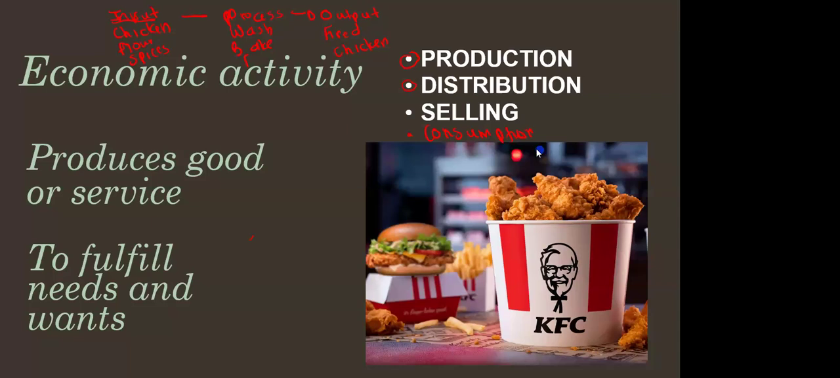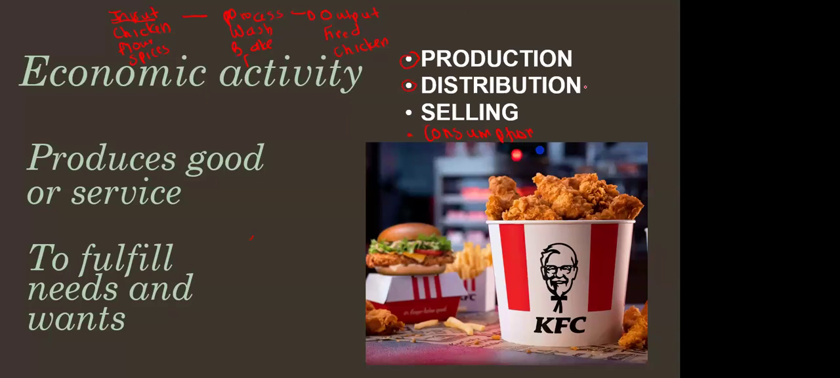Now we'll go on. So input, process, output. Is that clear? So this is what is meant by production. Next one is distribution, and I'll connect these two together: distribution and selling.